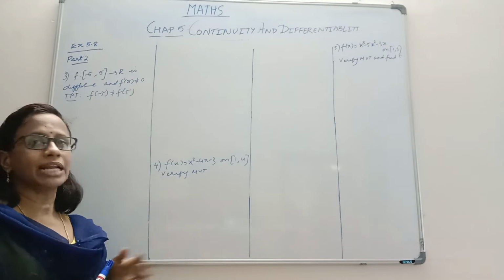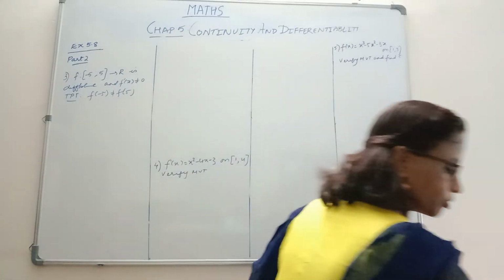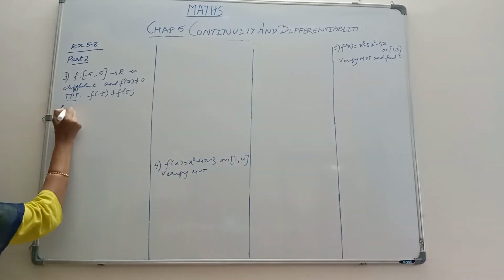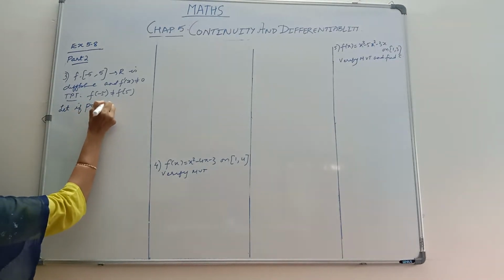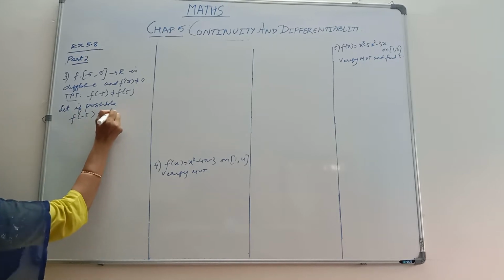Now evidently it is very difficult to do this problem directly, so we do it by the method of indirect proof. So what are we going to do? What we will do is, let, if possible, that's our indirect proof, let if possible f of minus 5 be equal to f of 5.